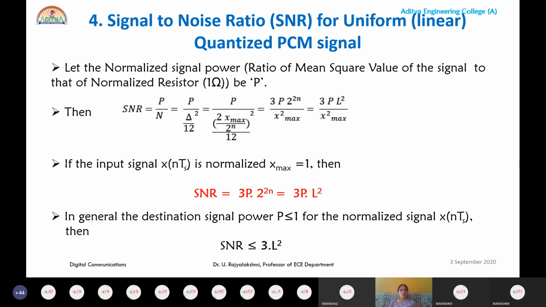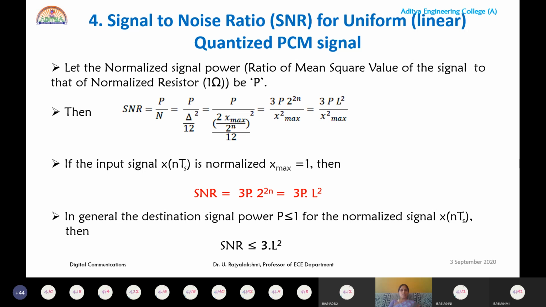So this is the equation that you should remember throughout this subject. Throughout the time you should remember the SNR of a PCM system under uniform quantization as 3PL square by x square max, where P is the normalized signal power and L is the number of discrete amplitude levels, which you can write as 2 power n.